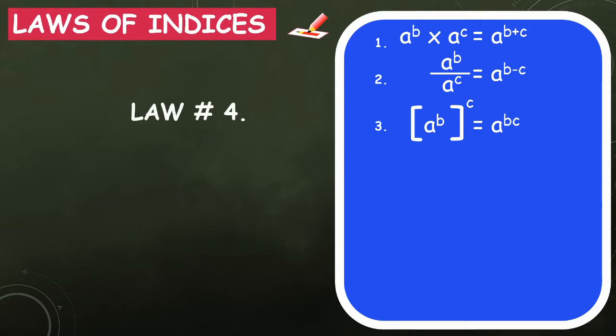Law number 4, any number to the power of 0 equals 1. Let's try to prove this. 3 to the power of 2 divided by 3 to the power of 2. Using our second law, this equals 3 to the power of 2 minus 2, which is 3 to the power of 0.